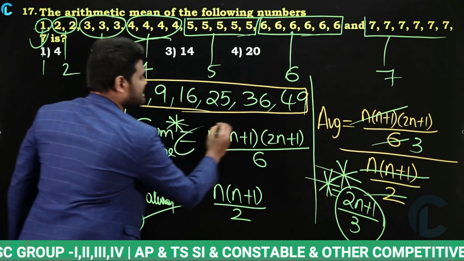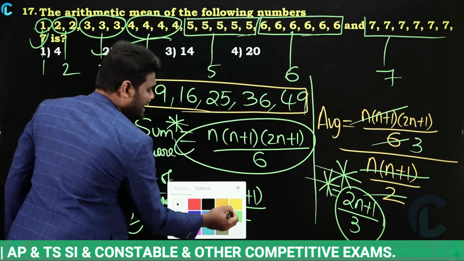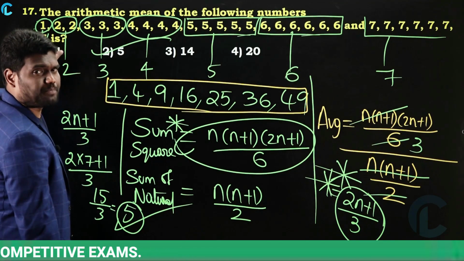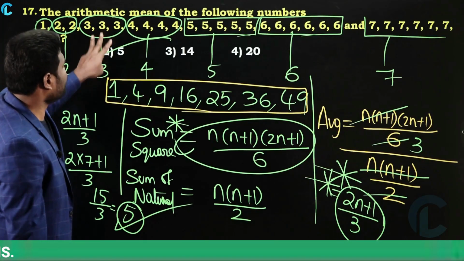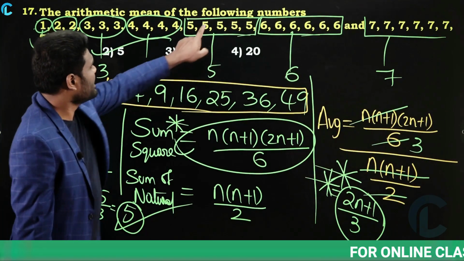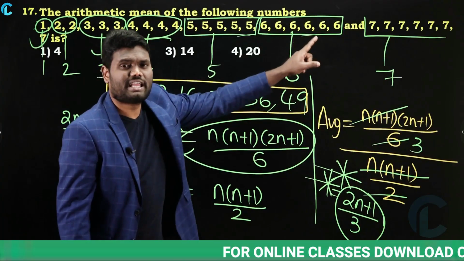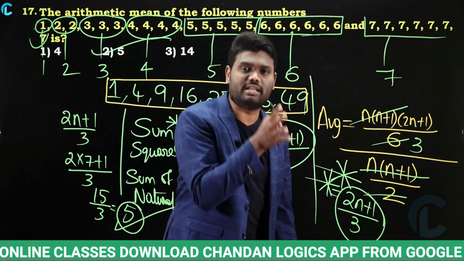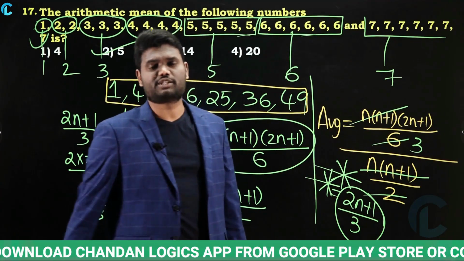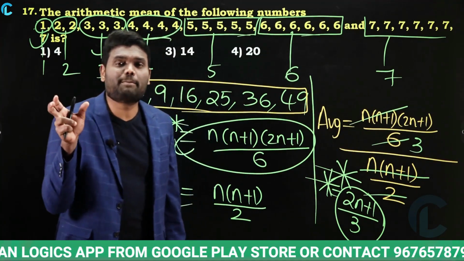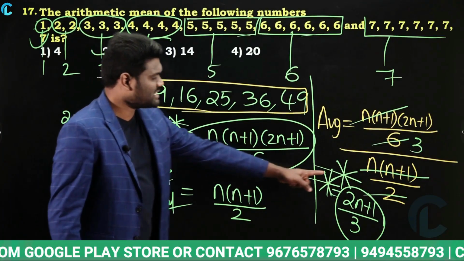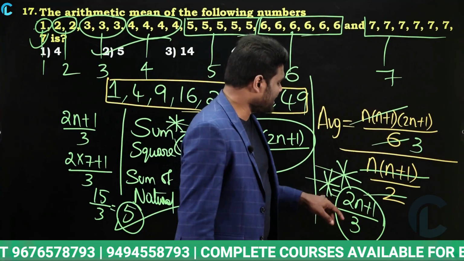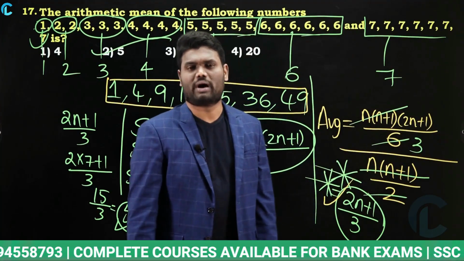Now this is the sum of numbers. Similarly, I need to know the number of numbers. Here I have 1 number, here 2 numbers, here 3 numbers, here 4 numbers, here 5 numbers, here 6 numbers, here 7 numbers. Which means the number of numbers will be 1 plus 2 plus 3 plus 4 plus 5 plus 6 plus 7, which is the sum of n natural numbers formula, n into n plus 1 by 2. When you simplify this, finally you are left with 2n plus 1 by 3.